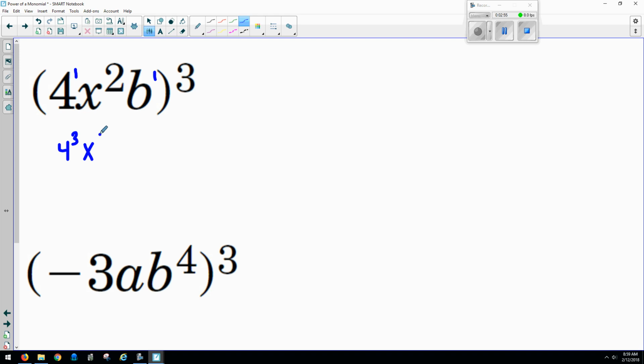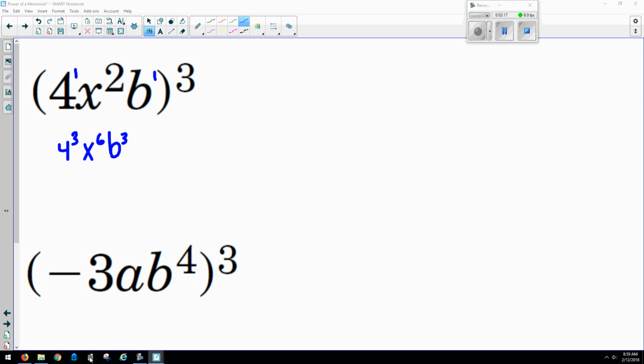So this becomes x to the 6th and b, and then this is to the first power, and then I'm raising it to the third power. So I'm multiplying those together. So it's 4 to the third power times x to the 6th times b cubed. And I can go ahead and simplify 4 to the third power.